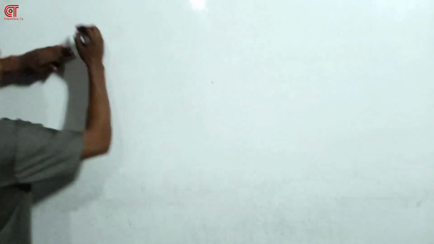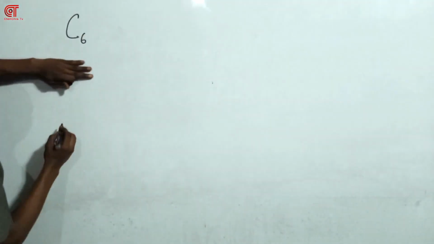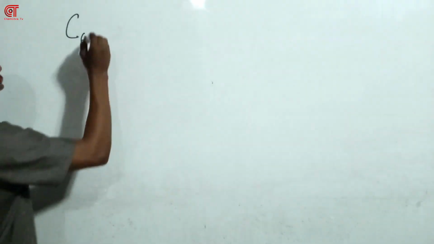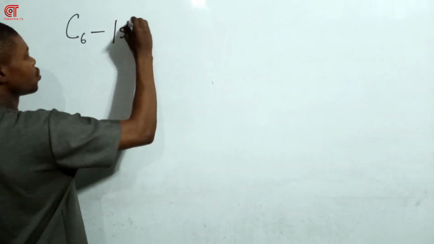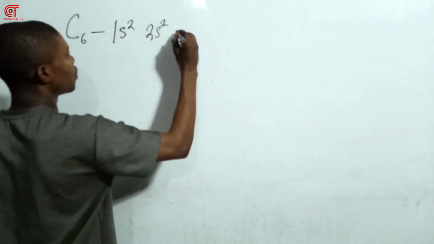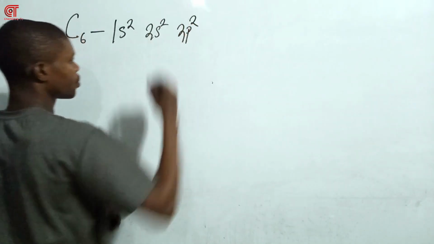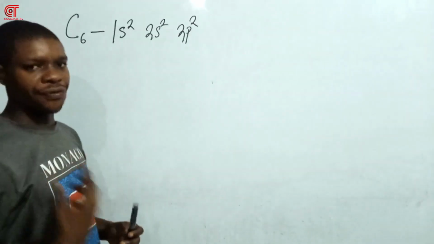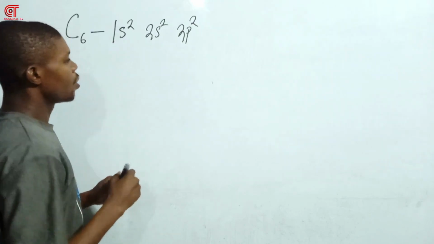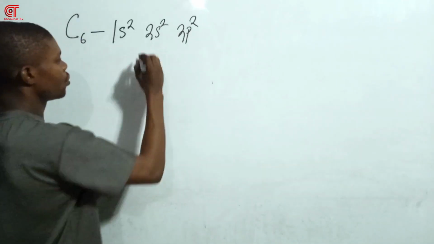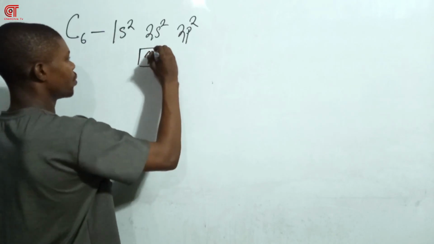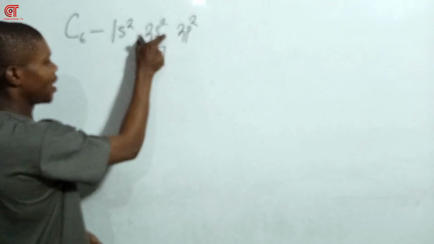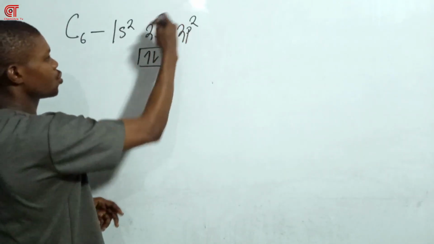For example, here, carbon has atomic number 6, so the electronic configuration is 1s2, 2s2, and 2p2. Do you get that? So the valence electron is 4. If you write the orbital diagram, according to Hund's rule, electrons must spin up before spinning down. So for the 2s, this is the orbital diagram because I've got two electrons.